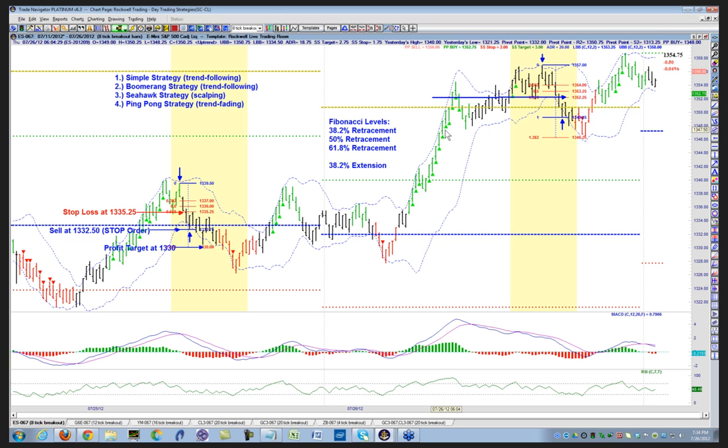Somebody's asking if I can list the Fib levels again. Loy is asking here about the Fib levels: 38.2 retracement, 50% retracement, 61.8, and then I'm looking at this extension. Okay, good. Is there really a big difference if we are using time bars?